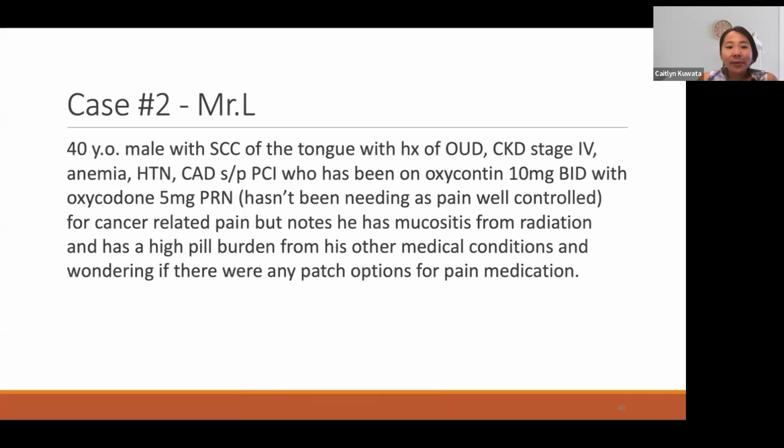So our next case, a case of Mr. L. This is a 40-year-old male with SCC of the tongue with history of opioid use disorder, CKD stage 4, anemia, hypertension, CAD, who's been on OxyContin 10 milligrams twice a day with oxycodone 5 milligrams PRN. He's not needing the PRNs as his pain has been well controlled though. So no PRN usage for cancer-related pain, but notes he has mucositis from radiation and has a high pill burden from his other medical conditions, and wondering if there were any patch options for pain medication.